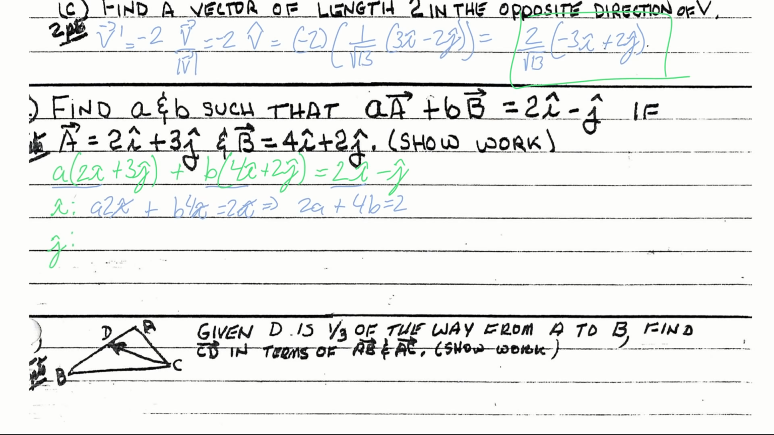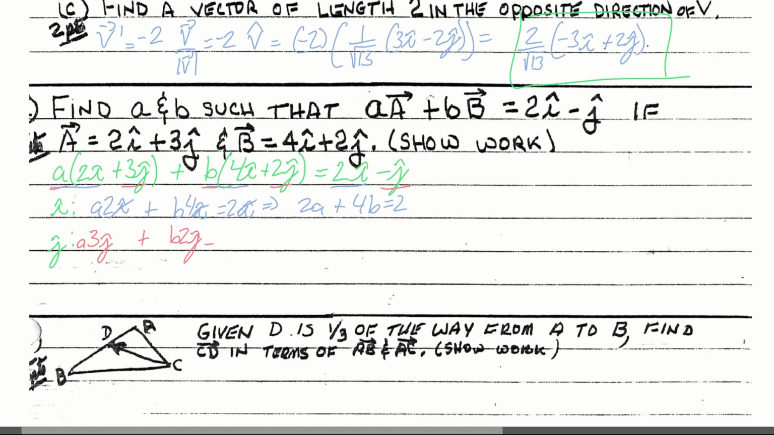For our next equation, we have a times 3j plus b times 2j equals negative j. Cancel our j's, just like we did with i's. And then our equation is going to be 3a plus 2b equals negative 1.